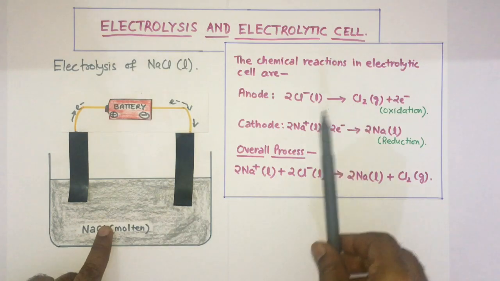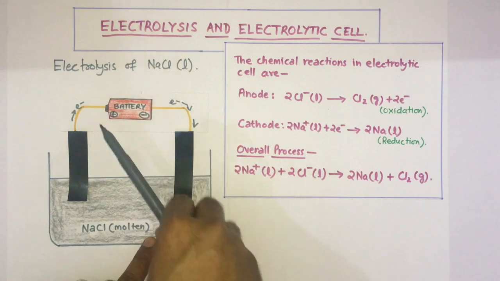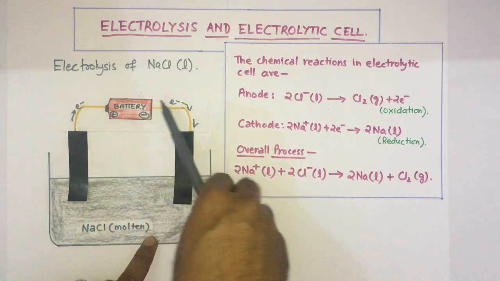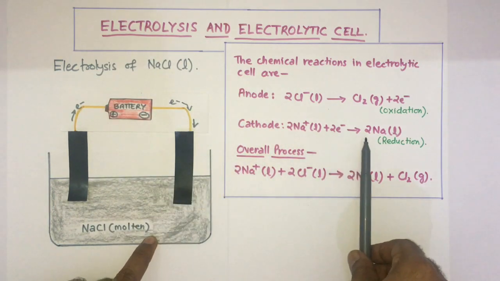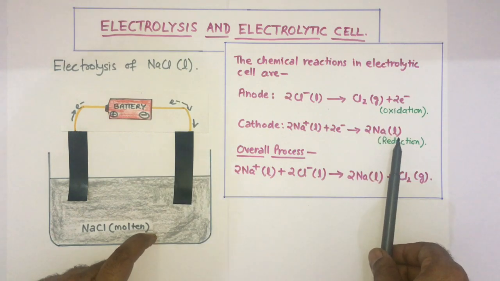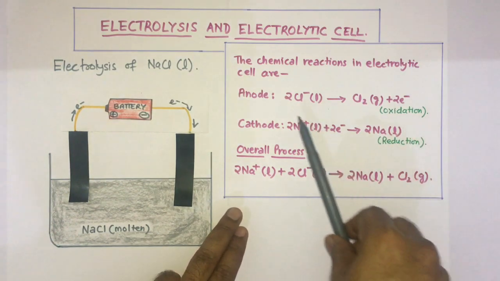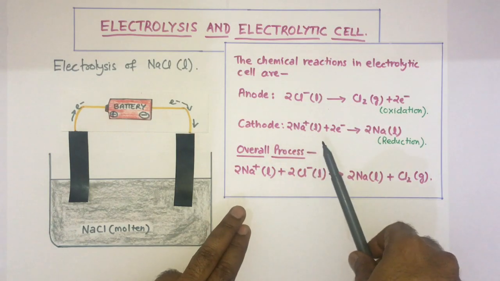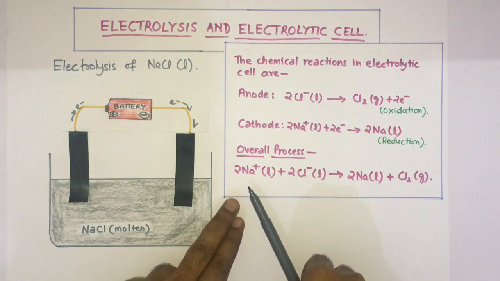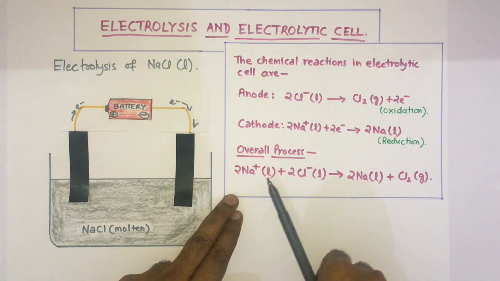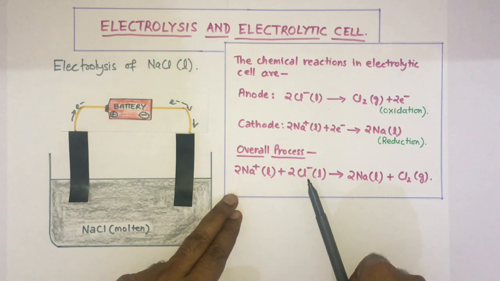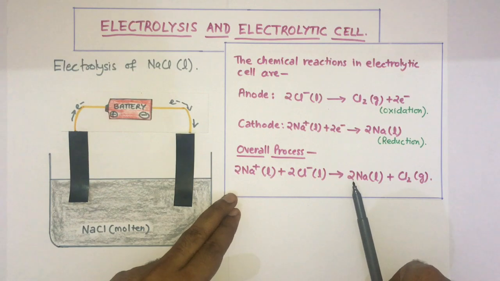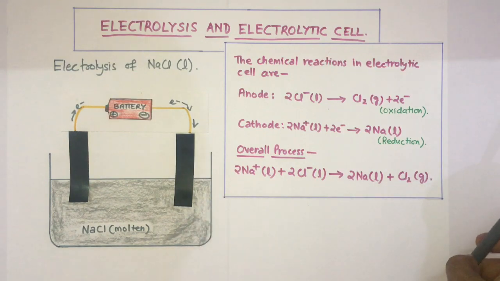And at the cathode, Na positive ion takes up the electron which travels through the external wire, and they form sodium in the molten state. So oxidation of chloride ion and reduction of sodium ion takes place. The overall process is 2Na positive in liquid state plus 2Cl negative in liquid state forms 2Na liquid plus Cl2 gas.